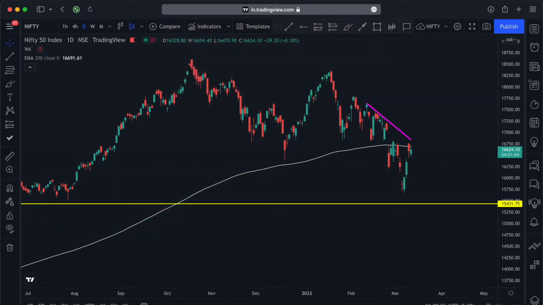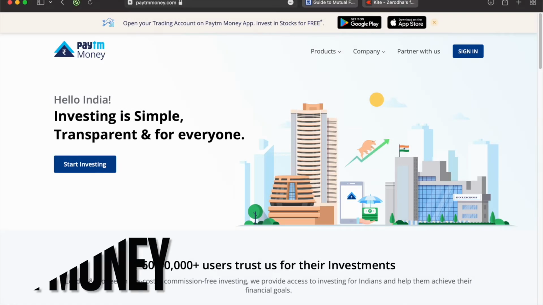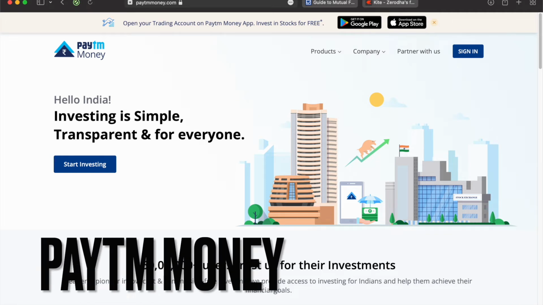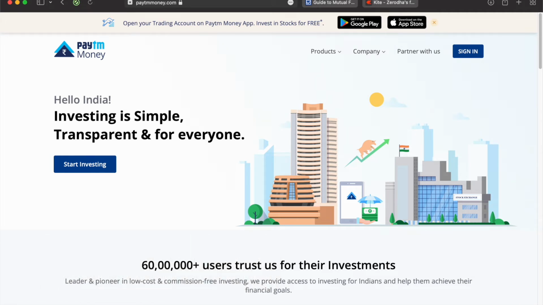Now, I'll be using two platforms for selecting the best mutual fund. What you can do is just follow along or note everything down. So, the first website that we're going to be using is Paytm Money. I like their screening interface very much and it gives me access to all the mutual funds at one single place. So, I don't have to scour around on different websites.